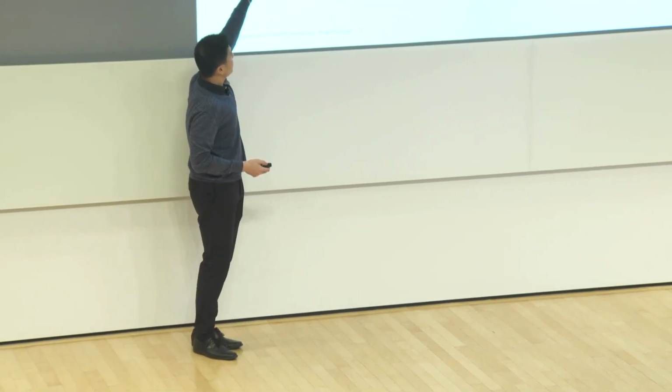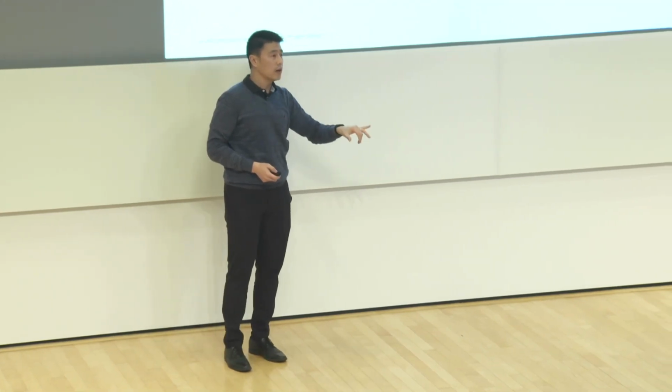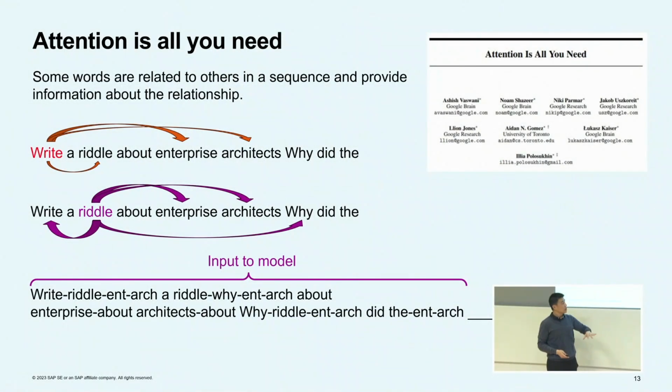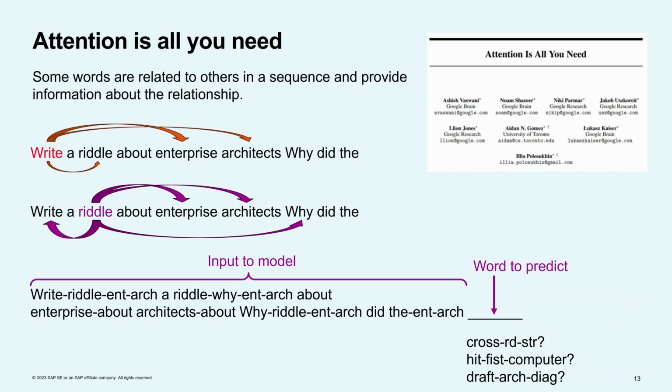Here, the word right, it has to do with riddle, it has to do with enterprise architects. This is the made-up word that goes in there. And because this is the made-up word that goes into the model, it can then predict, OK, what word should come next? And the word to predict, it will give you a list of the most likely words. And again, the output of these will be made-up words, right? One made-up word is crossroad street. The other word is hit fist computer. Another word is draft arch diagram, right? These are the made-up words that come out.